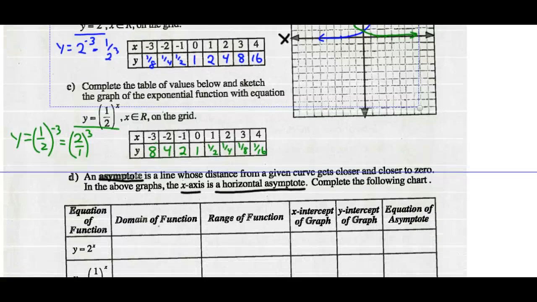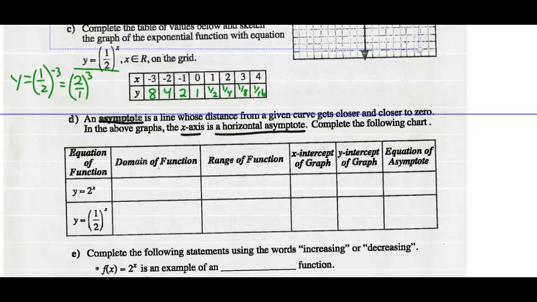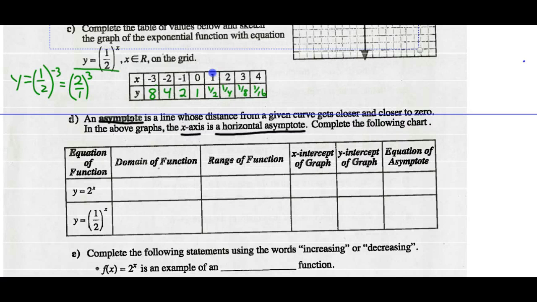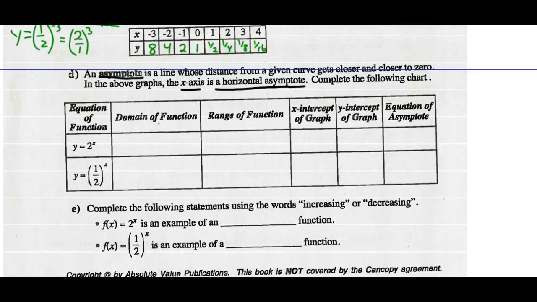So let's complete the chart. For y = 2 to the exponent x, look at that graph if you have to, and let's write down all these things. The domain. The domain is x. X goes forever to the right and forever to the left. So x is any real number.